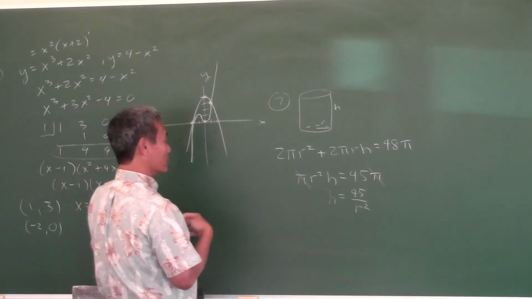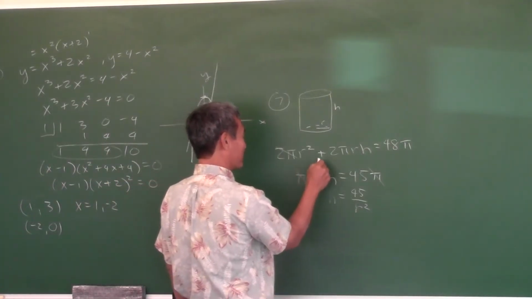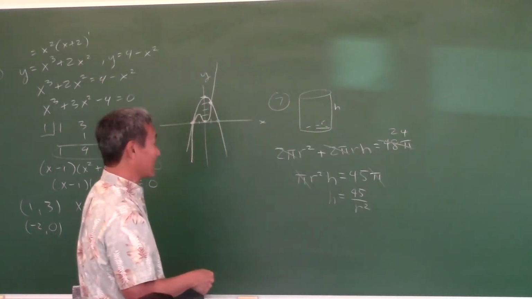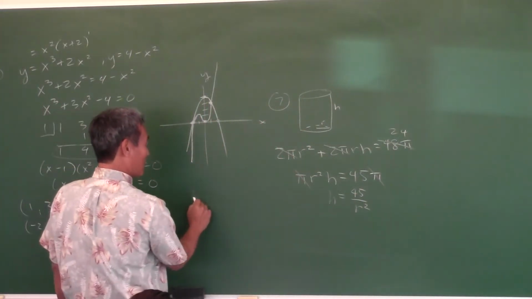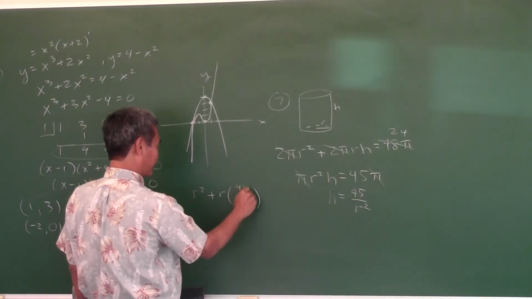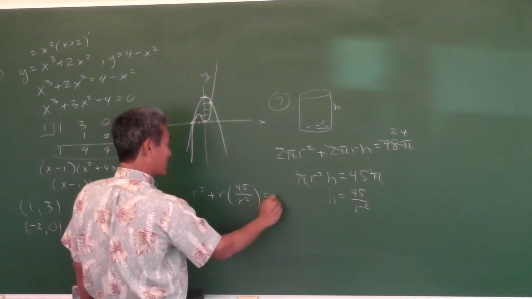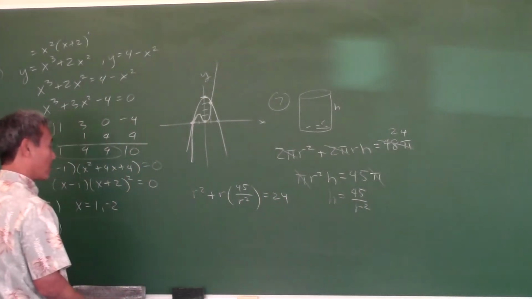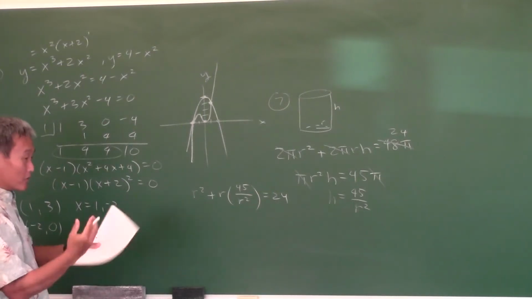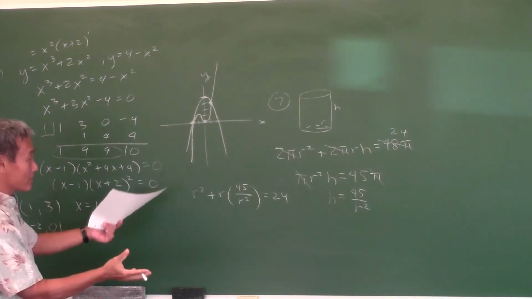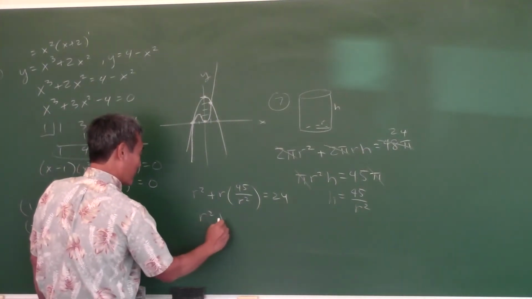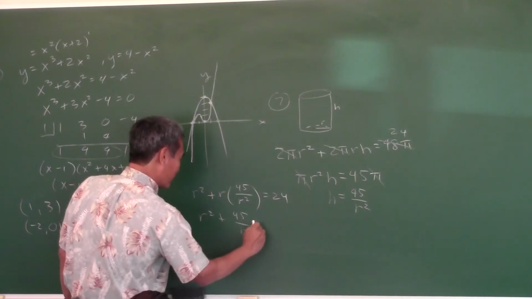Okay, so what I would do before I even start, I would divide everything by 2 pi, make the numbers smaller. I don't know, but it seems like some of you like to work with big numbers. So r squared plus rh, but what is h equal to? This is just substitution, people. You learn substitution in Algebra 1, and then, oh, we only got one variable now. That's how you do it. If you do substitution, then instead of 2 equations, 2 variables, you just have 1 equation, 1 variable: r squared plus 45 over r equals 24.